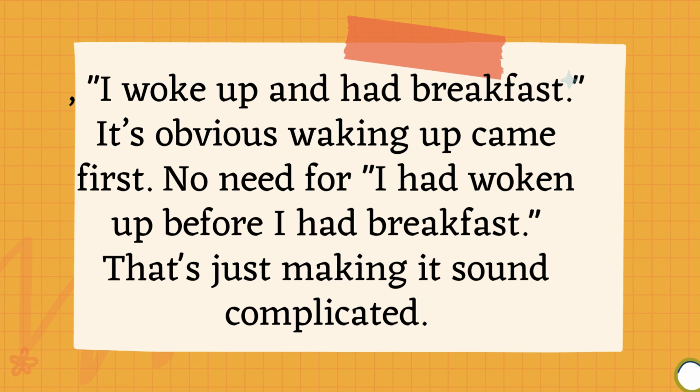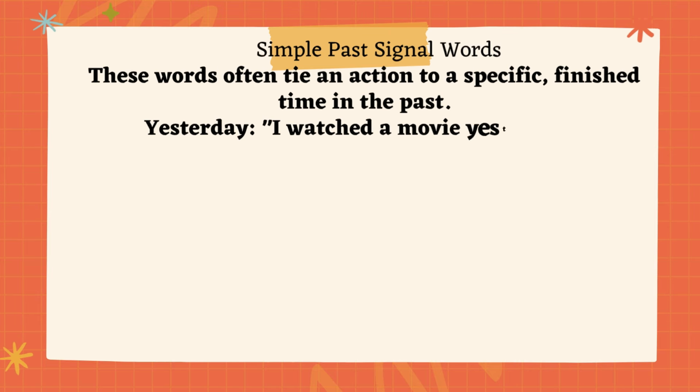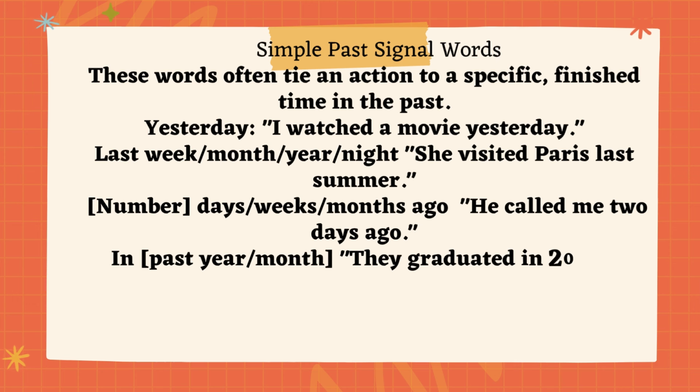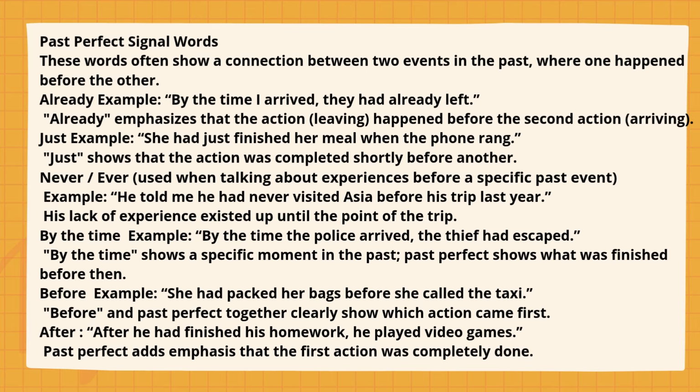This backstory button idea will save you a ton of confusion. If you're not jumping back to an earlier past, you probably don't need the past perfect. Now for past perfect signal words. These often show the link between 2 past events, with one happening earlier. Already: by the time I arrived, they had already left. The "already" really emphasizes that they left before I got there. Just: she had just finished her meal when the phone rang.